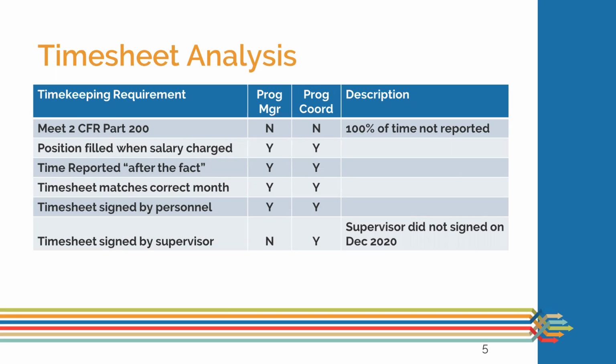They'll also look at that to see that the timesheet matches the correct month and that the timesheet is signed by personnel and your supervisor. Now, in this situation, we have it as the program manager had a no in there, and then the description would be that the supervisor didn't sign the program manager's timesheet. The auditor keeps that information so that they'll have the information to go ahead and write the report. And as they go through the different sections of their report, they will take that and then make that citation.